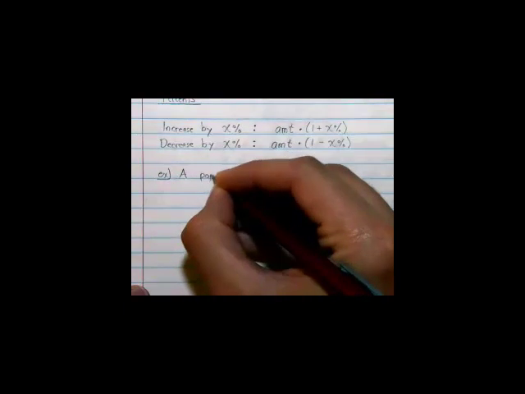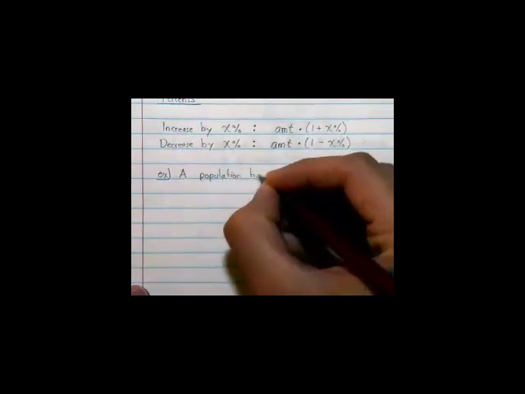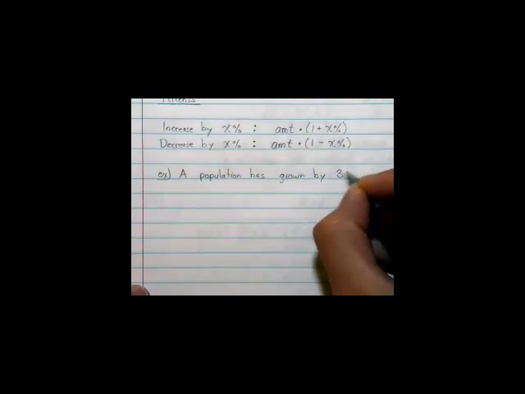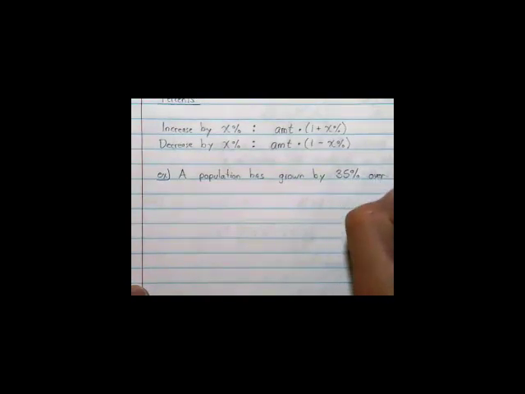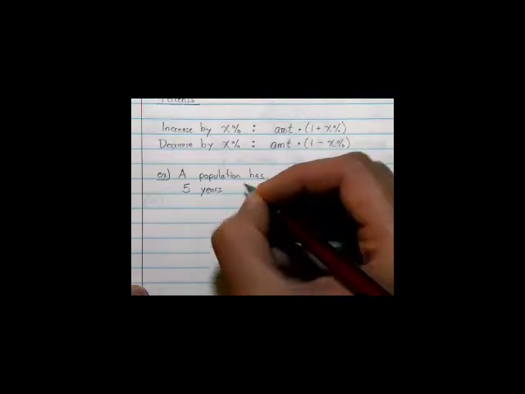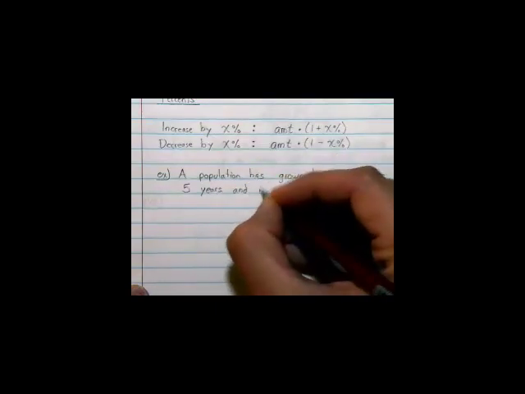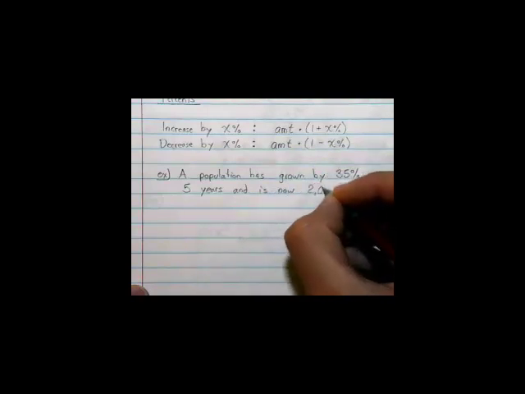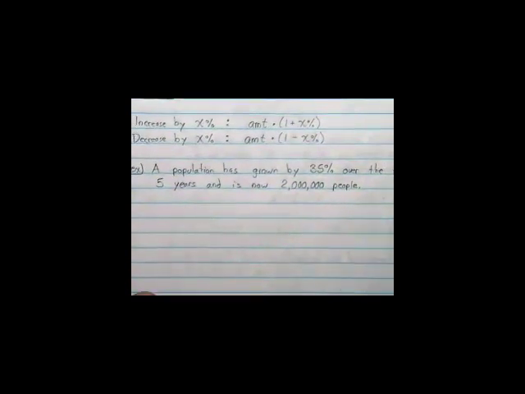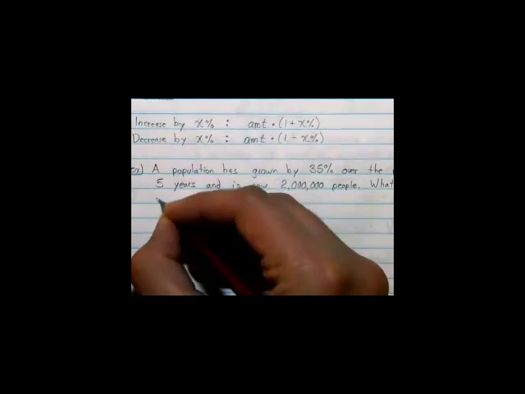So let's say we've got a population that has grown by 35% over the past 5 years and is now 2 million people. So what was the population 5 years ago?